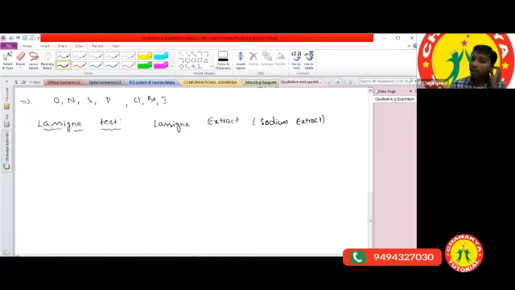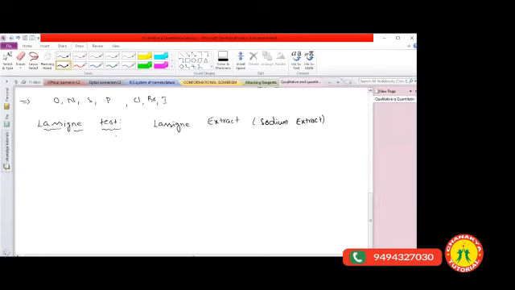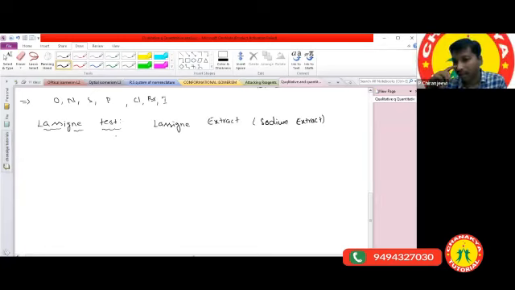To prepare the Lassaigne extract or sodium extract, first we take a fusion tube. What is meant by the fusion tube? All of you have seen the fusion tube or not? No, sir. At least have you seen your pen refill? Yes. Like the pen refill, we have some glass tubes in the laboratory with a small hole. Those glass tubes we call fusion tubes.